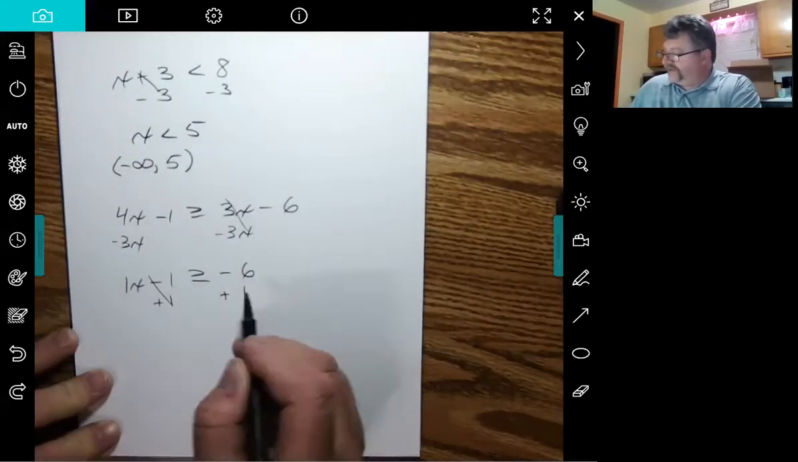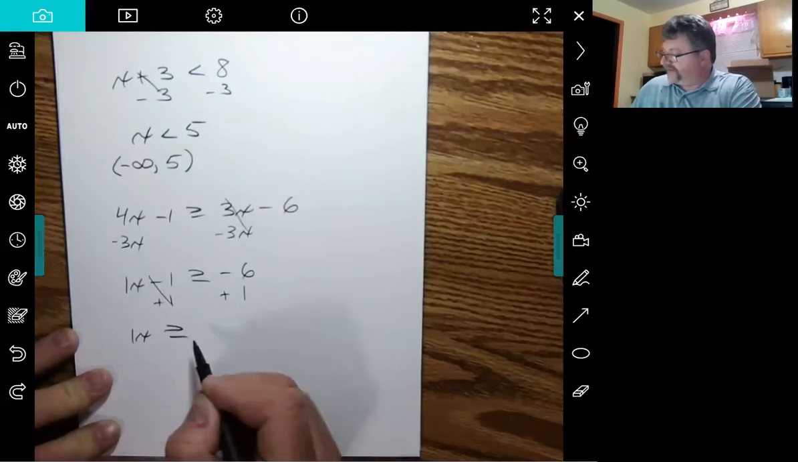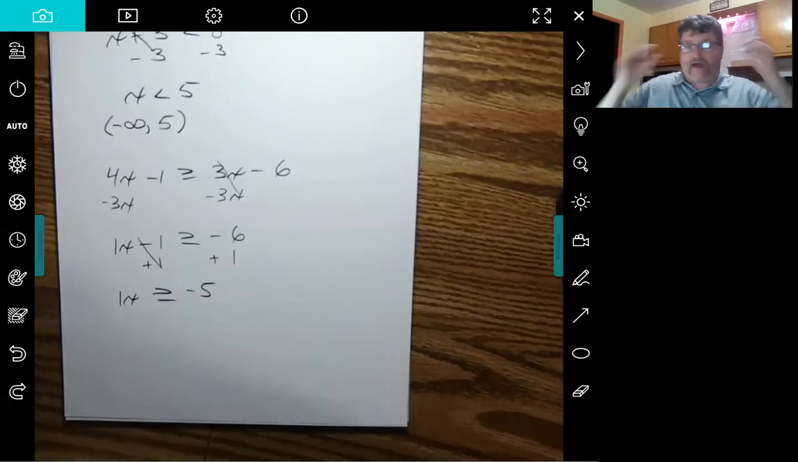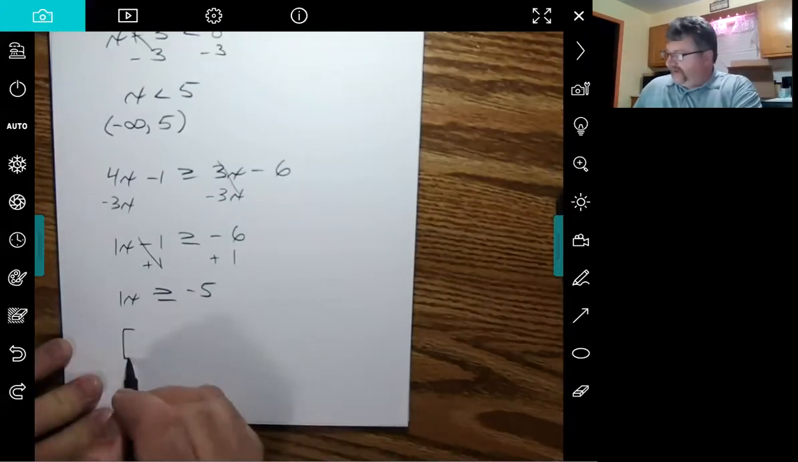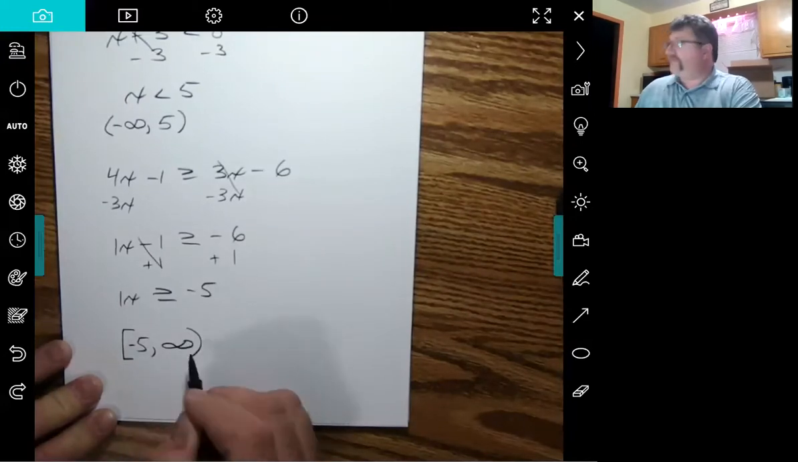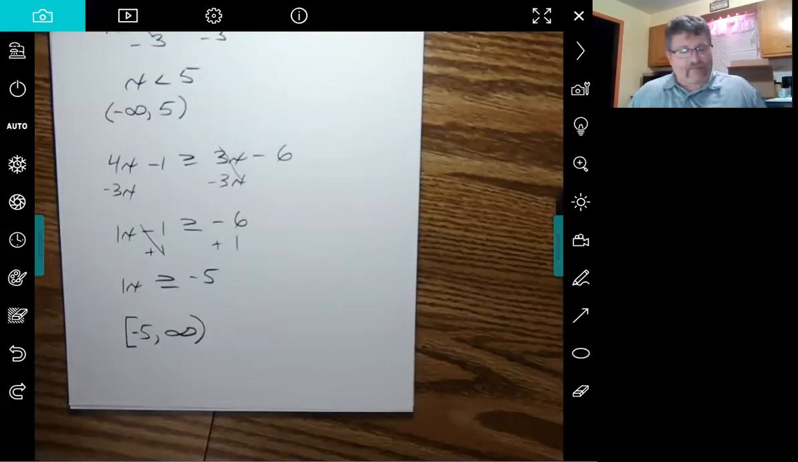Okay, this is hopefully pretty easy. It's already 1x, so that makes it easy. 1x is greater than or equal to -5. How do I show all those numbers? Well, -5 is included because it's greater than or equal, all the way up to infinity. And we slap a parenthesis around the infinity.